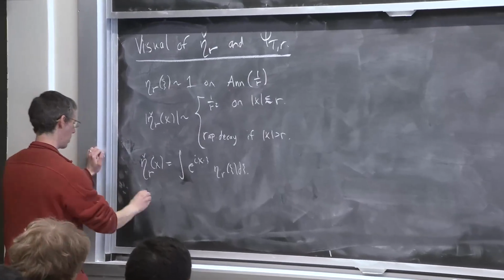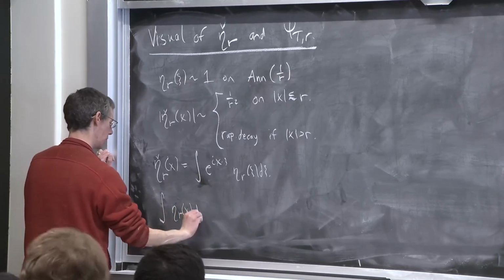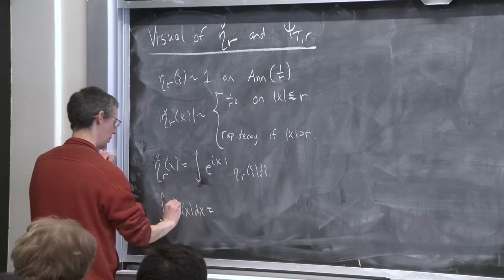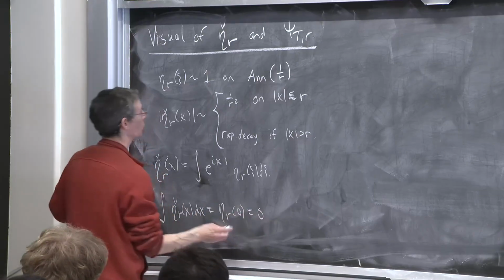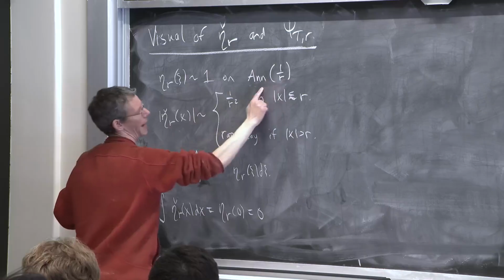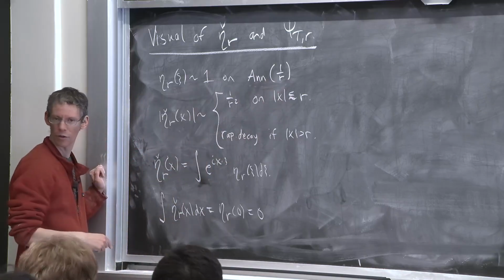But also, there's some cancellation in it. So if you integrate this function, well, if you integrate that, you get eta r of 0, which is 0, because eta r is supported on an annulus and not a ball. So this function has some cancellation in it. It averages to 0.